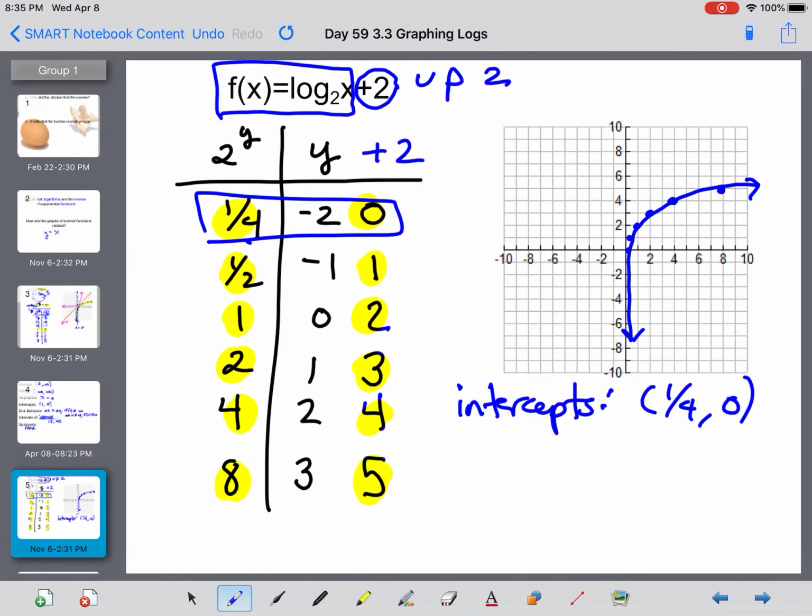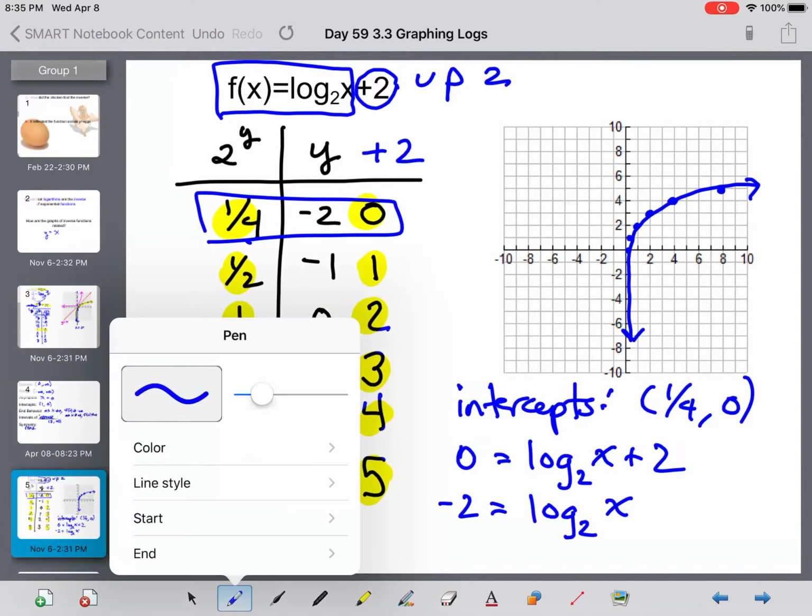If you want to see this algebraically, since this is an x-intercept right here, that means your y value is set equal to 0. So I get that. I'm going to go ahead and subtract the 2 to the other side. And then this is where you get a little stumped, and this is what we'll talk about in our next lesson, is how to solve these kinds of equations.